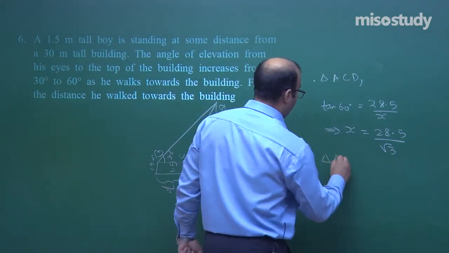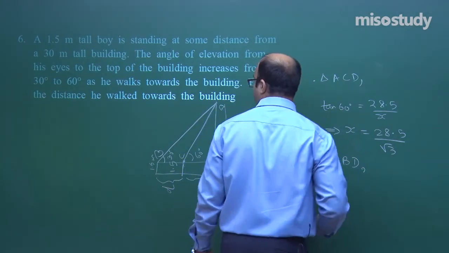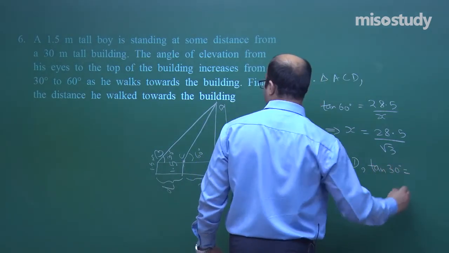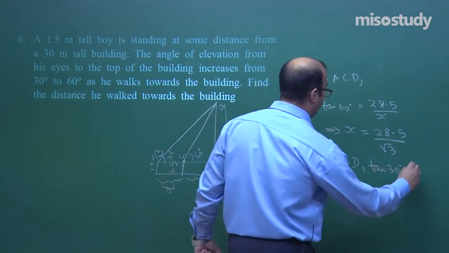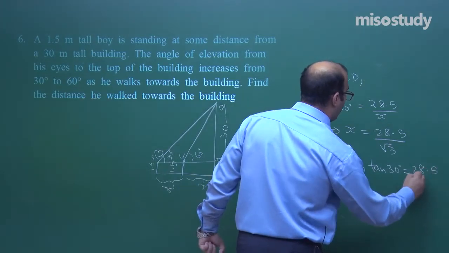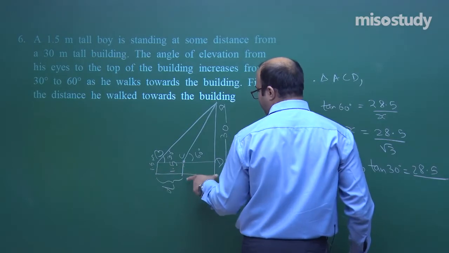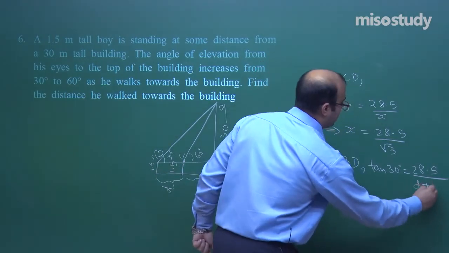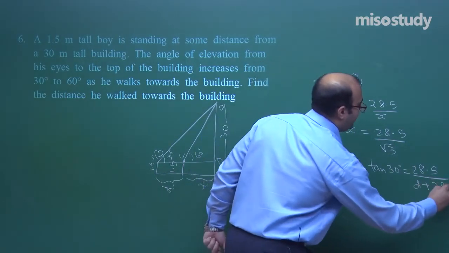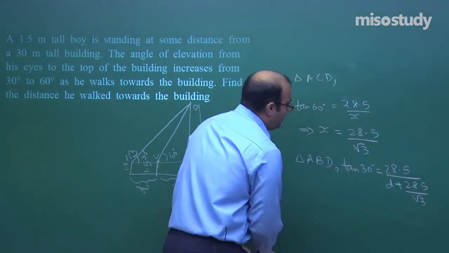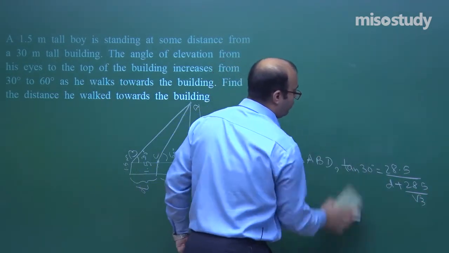Now, after knowing x, let us come to triangle ABD. So, if we take triangle ABD, what will happen? Here tan 30 degree is equal to perpendicular, which is actually this length, which is again 28.5, upon this length. So, this is d plus x. So, d plus x, and x we already obtained as 28.5 by root 3, students. So, with this let us continue the calculation.